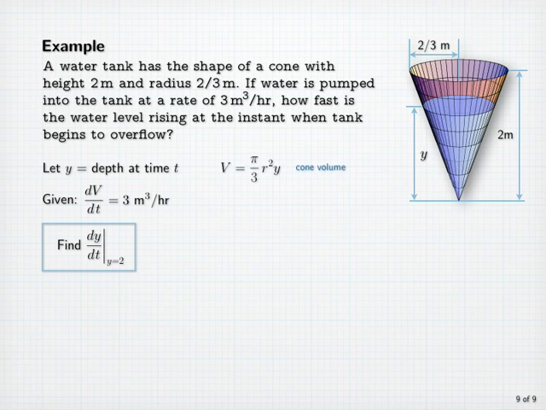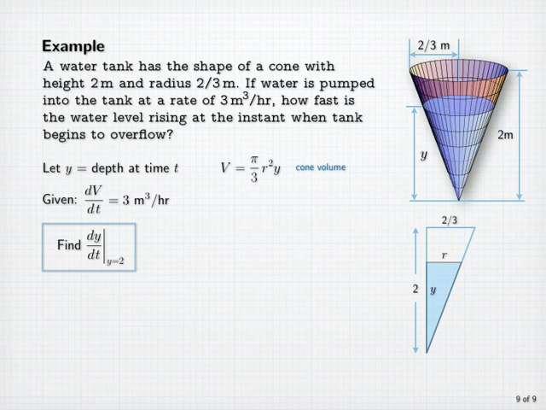Now we know that volume for a cone is 1/3 of pi r squared y, and the radius r and the depth y are related. To see that relationship, let's draw a triangle that represents half of the vertical cross-section. Here we have a height of 2 and radius of 2/3. And we have another sort of underwater triangle with sides labeled y and r as in the figure.